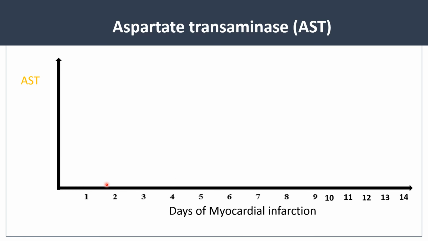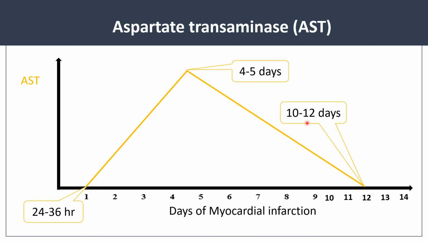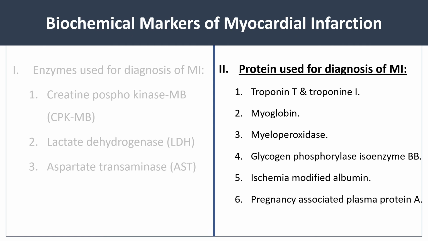AST will start appearing, that is, it will start elevating in the blood by 24 to 36 hours, it will reach the peak by 4 to 5 days, and it will become normal following myocardial infarction by 10 to 12 days. So we have seen about the enzymes. Next, we are going to see only the time of elevation for troponin and myoglobin.